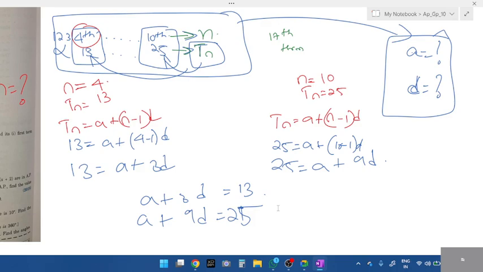So AP and GP is a very easy topic. The only thing is, it is too confusing. You should understand the logic here. If you don't understand the logic, you will never be able to solve it.